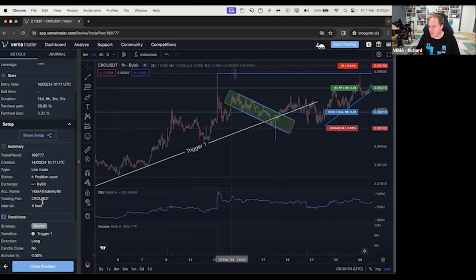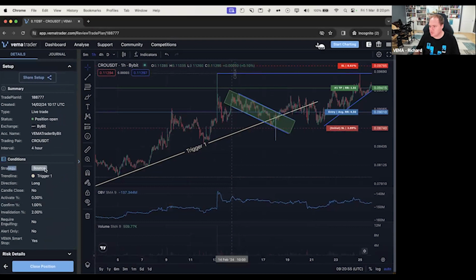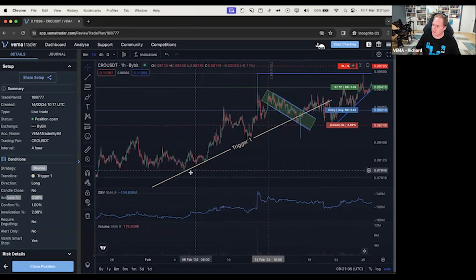What was this? This was a bounce strategy. It was a long and it had a distance to activate of price must touch the trigger, must hit the uptrend. In this case, what was the uptrend? It was this beautiful trigger here that had been touched, that had been touched, that had been touched. It had been touched several times. So in this case, I decided, all right, I'll put the activate as 0%.